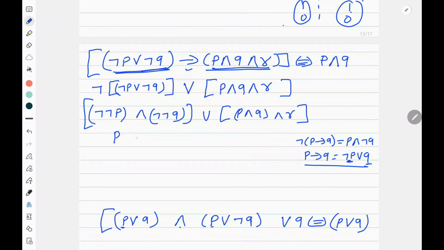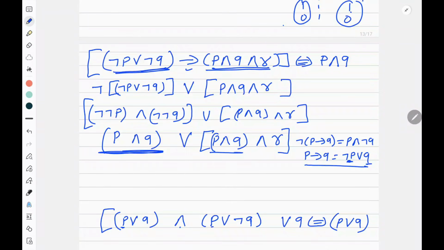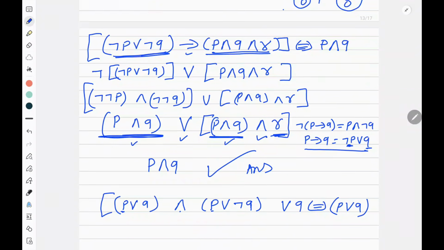Now this will be P and Q, or the other bracket has P and Q and R. Now observe very carefully. First proposition, second proposition, third proposition. Signs opposite. And first and second proposition are same. Means it is absorption law. So I can write P and Q as my answer. Right? Now let's move to the next question.